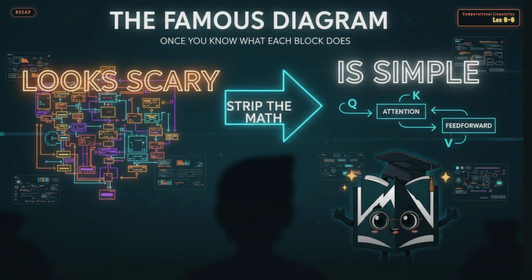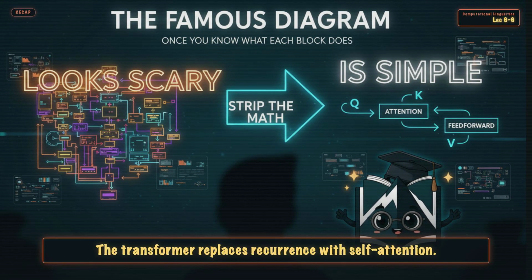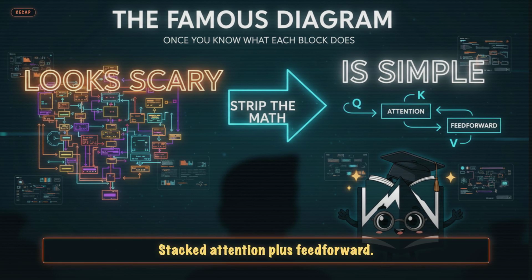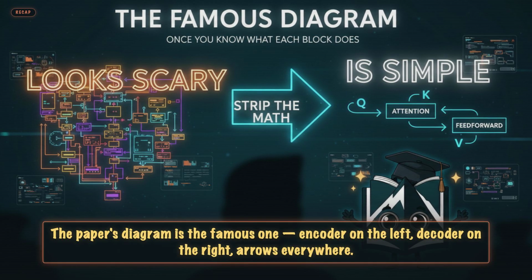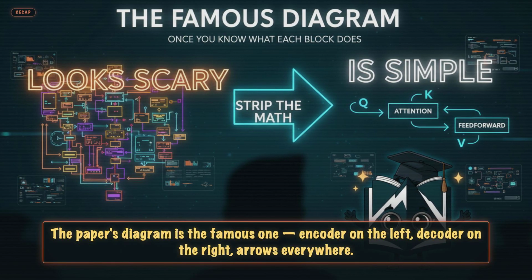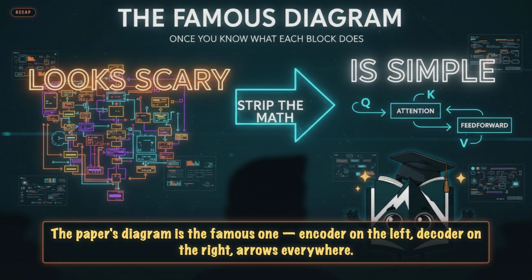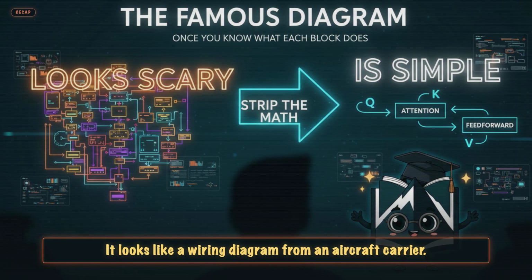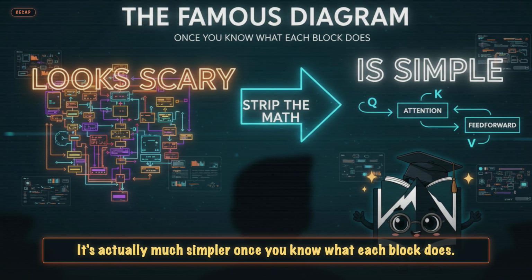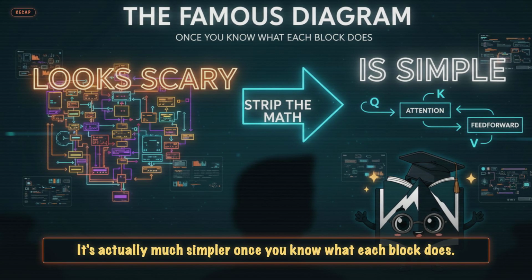V5 gave us the paper. The transformer replaces recurrence with self-attention. Stacked attention plus feed-forward. Positional encodings for word order. The paper's diagram is the famous one. Encoder on the left, decoder on the right, arrows everywhere. It looks like a wiring diagram from an aircraft carrier. It's actually much simpler once you know what each block does.